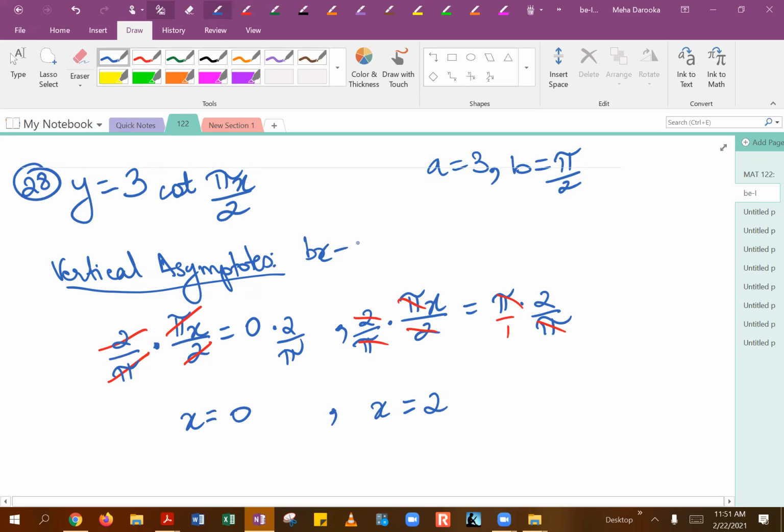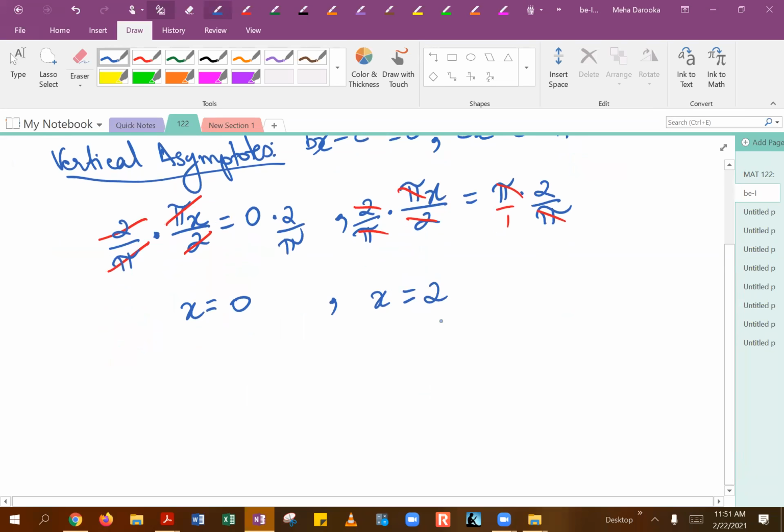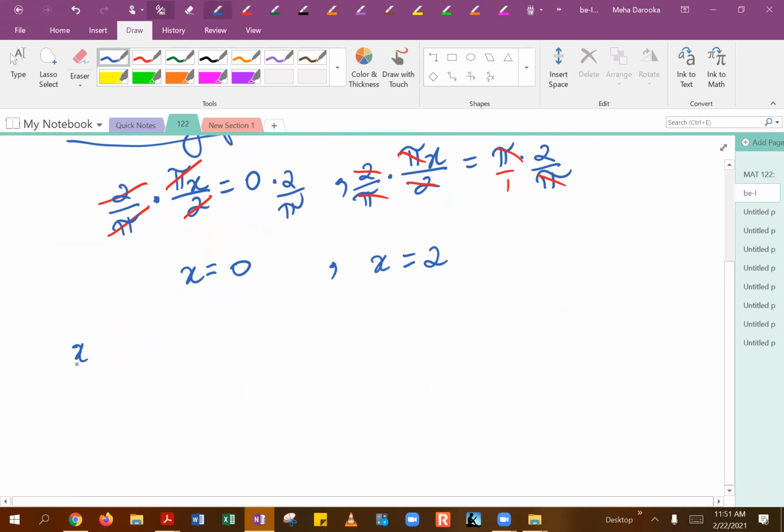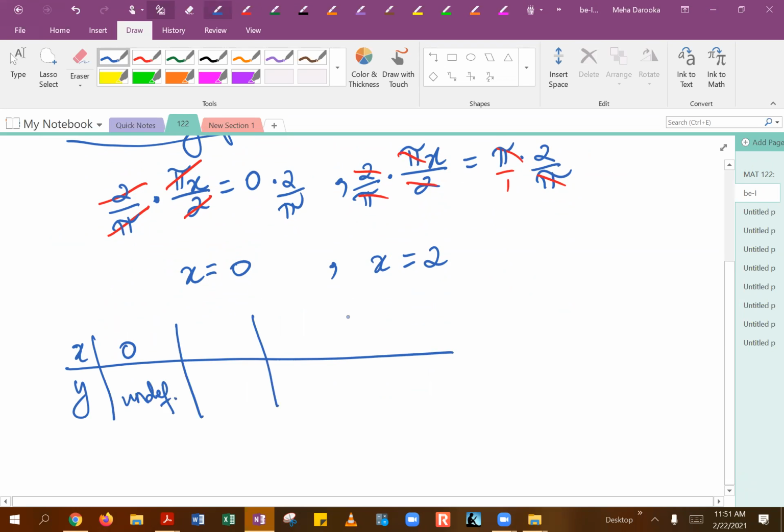So remember, the general form of the equation is take bx minus c, set it equal to 0. Bx minus c, set it equal to pi. So this is where we are going to have our vertical asymptote. So again, let's do a quick table over here. So at x equals 0, we have undefined. And at x equals positive 2, we will also have undefined, because this is where our vertical asymptotes are.